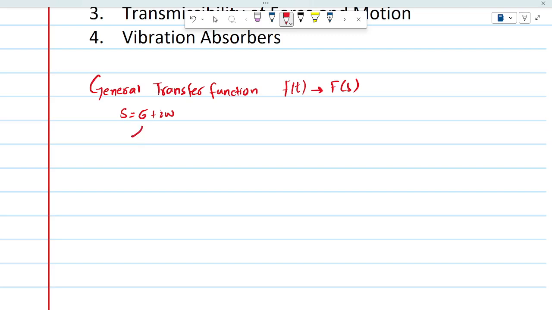So this part tells us about the transient response of a system, and this tells us about the steady state part. Steady state response.